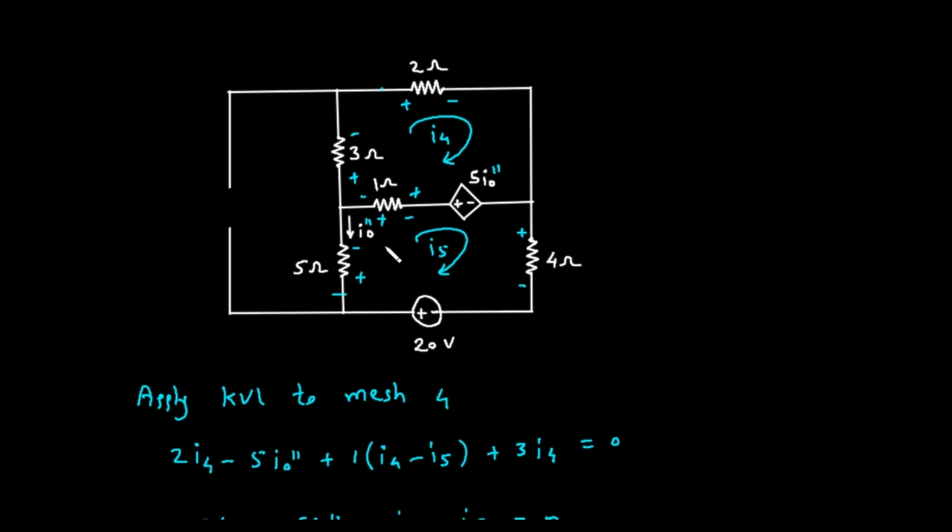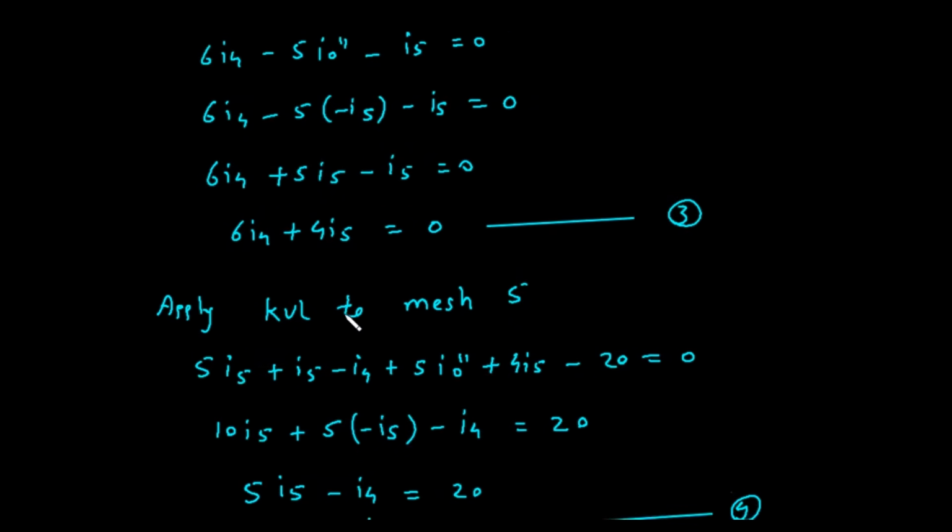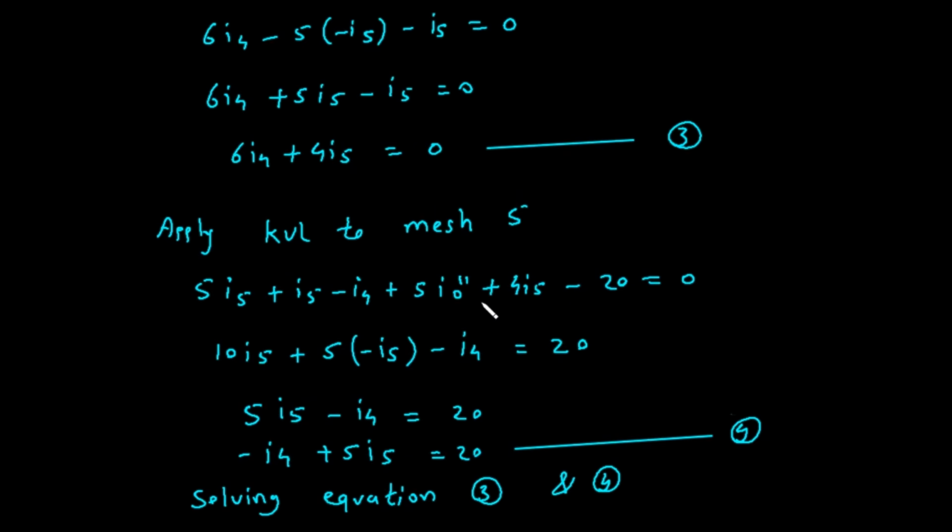The sum is 0. The equation is 5 I sub 5 plus I sub 5 minus I sub 4 plus 5 I sub O double prime plus 4 I sub 5 minus 20 equals 0. Let's combine the I sub 5 terms. 10 I sub 5 minus I sub 4 plus 5 I sub O double prime minus 20 equals 0.